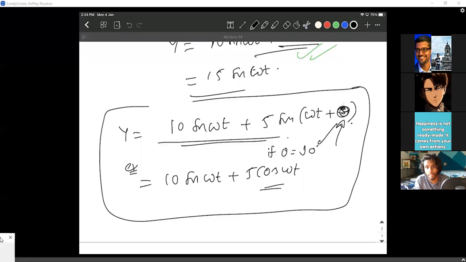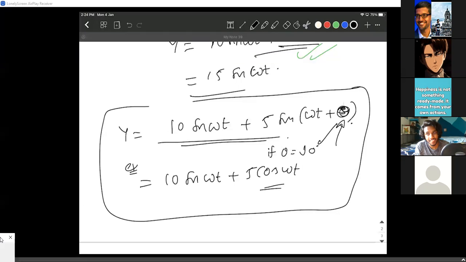Sir, I think yes, sir, because both are SHM equations, different values will come. No, let me tell you, I'll give you a glimpse of this. There is a subtopic called combination of SHMs.